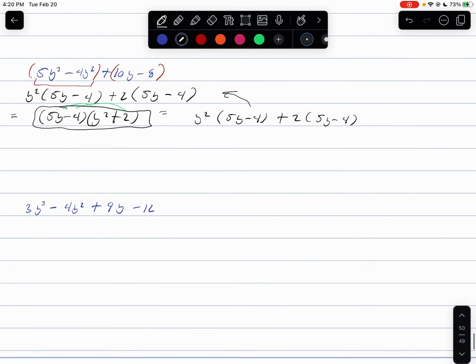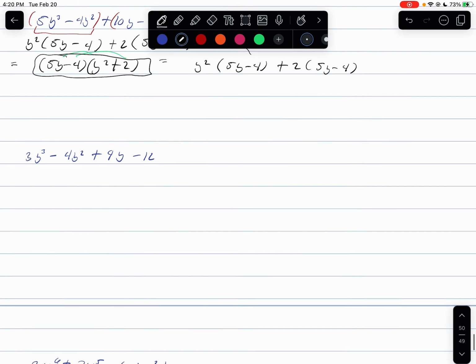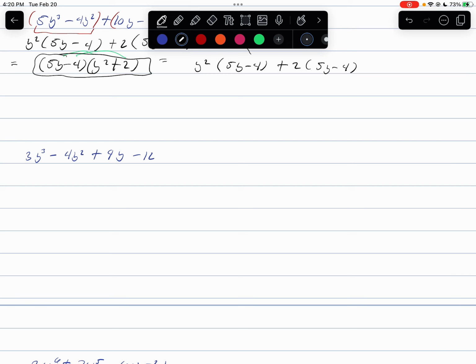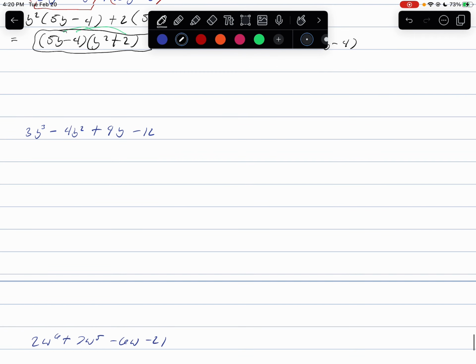Okay, let's go ahead and see one more example here. Here we have 3y to the third minus 4y squared plus 9y minus 12. Okay, so here we can go ahead and see if we can factor something out of these first two, and then separately these second two. So here we have 3 and 4 for our numerical terms. So the greatest common factor between those two is going to be 1, okay? Because 3 is 1 and 3, and 4 is 1, 2, and 4. So we're going to have 1 as our greatest common factor.